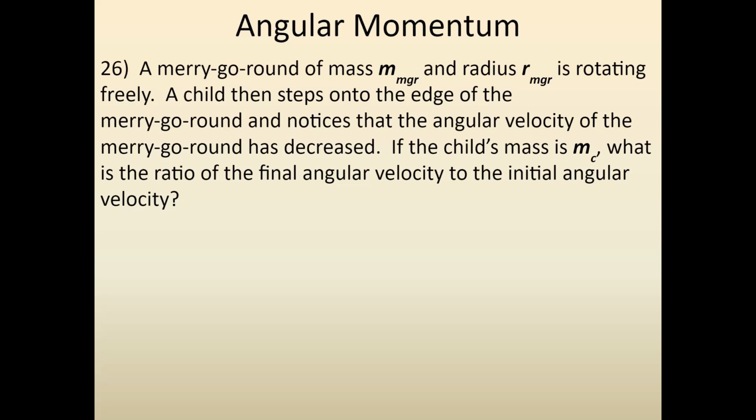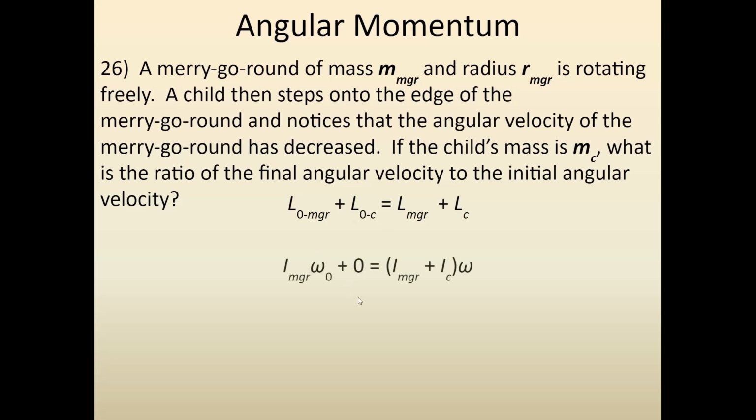So the idea is that they're increasing the mass, or I shouldn't say mass, they're increasing the rotational inertia of the merry-go-round, and then we're going to try and figure out what happens to the angular speed. So what we're going to have to do is conservation of angular momentum to find this ratio of initial to final, because we don't know what the initial angular speed is.